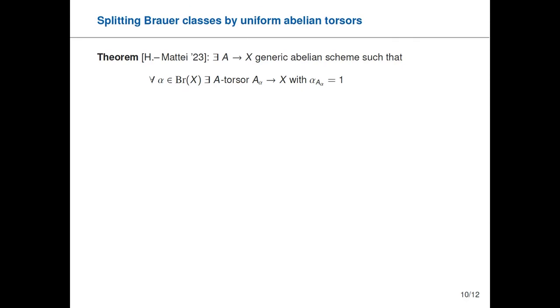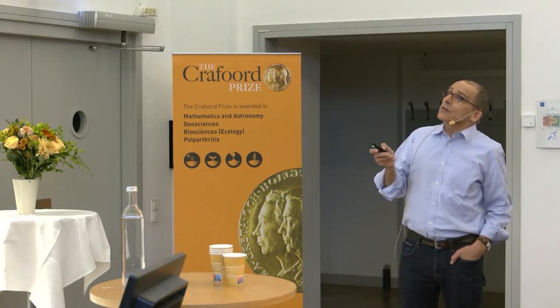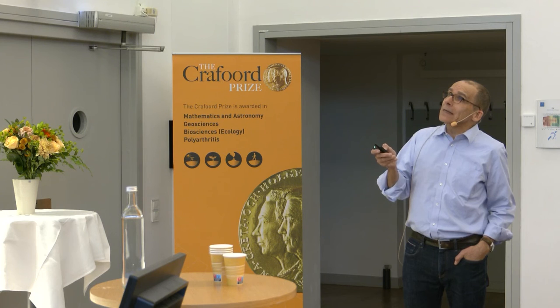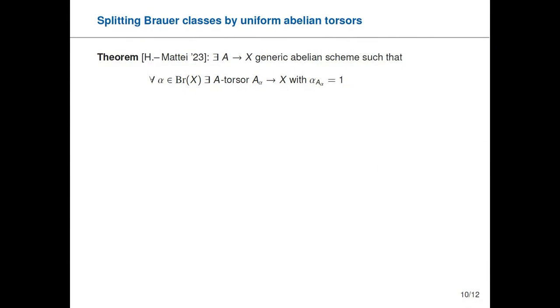Okay, so last year we managed with Dominique Mattei to improve this result by Ho and Lieblich, and we could prove the following. There always exists a generic abelian scheme over X, such that for every Brauer class I find a torsor for this abelian scheme that trivializes the Brauer class. When I say a generic abelian scheme, that means a variety A over X over an open set that really behaves like an abelian scheme, so the generic fiber is an abelian variety, and here the same thing. That's a torsor for this abelian scheme over some open subset, and the pullback of the Brauer class is then trivial.